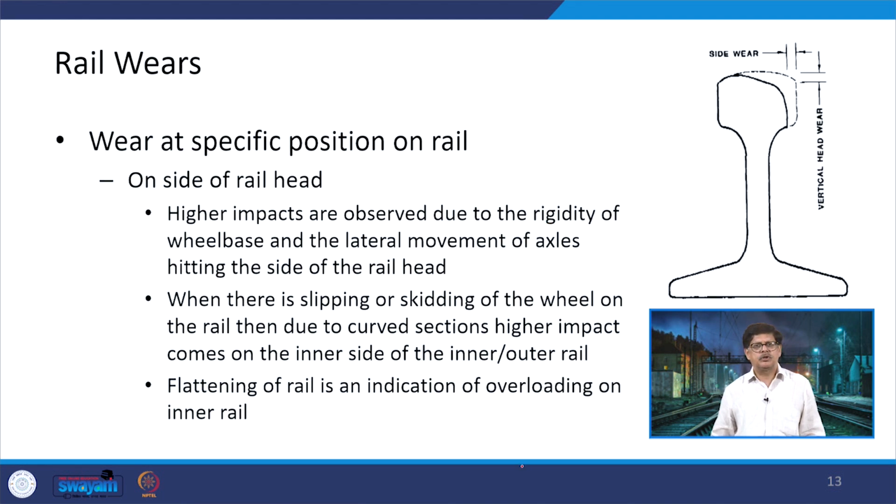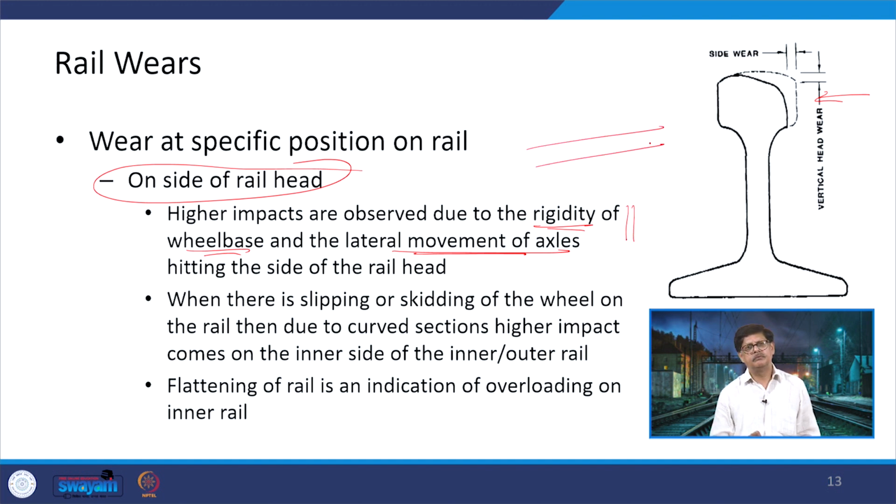Then high impacts are observed due to the rigidity of the wheelbase and the lateral movement of the axles, and this is happening basically on the side of the rail head. This condition may be there when you are on a normal straight track, but there is a lateral movement because of the track irregularities. So, the wheel axle combination can move in either direction, and otherwise in the case of the curved section we have discussed this type of thing.